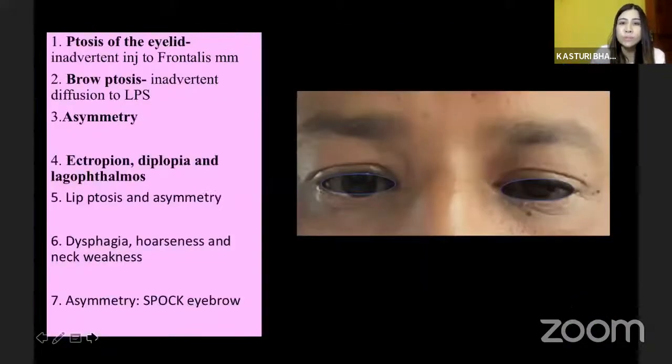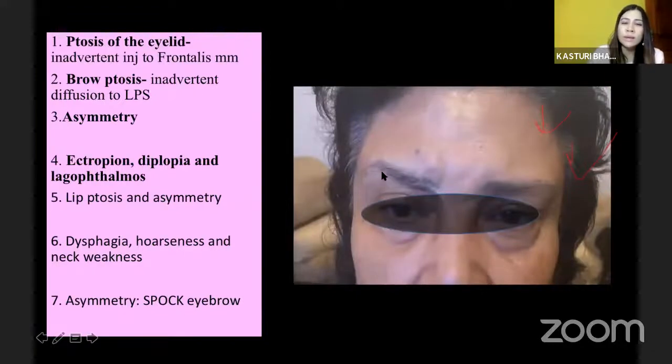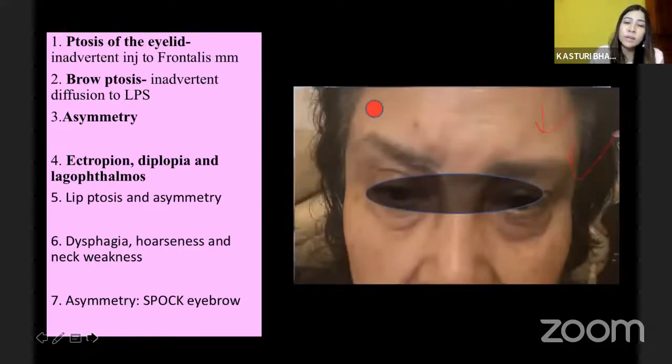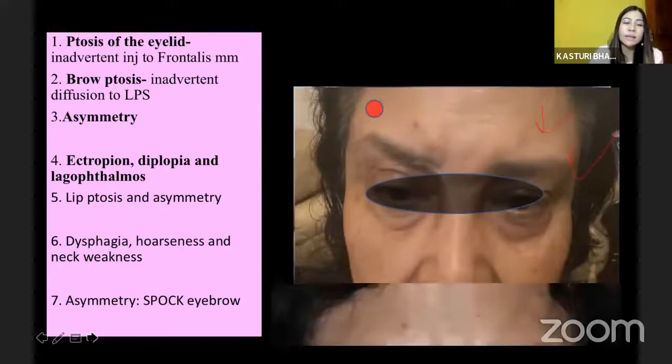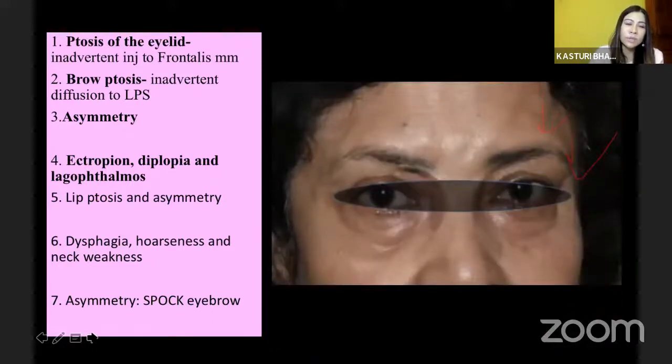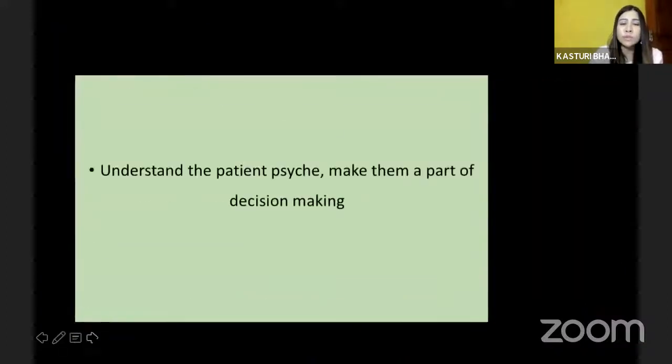vasoconstriction. Many times, however great you are, you can have complications in the form of ptosis. You can also have brow ptosis, or you can have late ptosis. But another common complication which can occur in anyone's hand is asymmetry, where you need to do a symmetrization by giving another unit of Botox, and thus you can treat it. Then other complications have already been mentioned by my previous speakers very well.